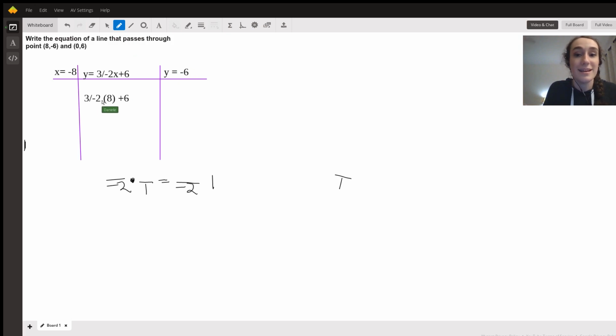So this is how you would figure out the equation of a line that passes through the points 8, -6, and 0.